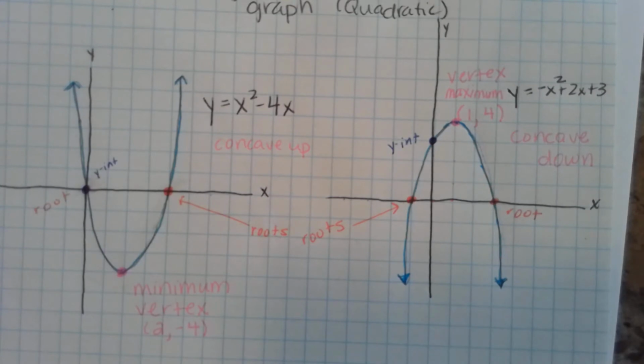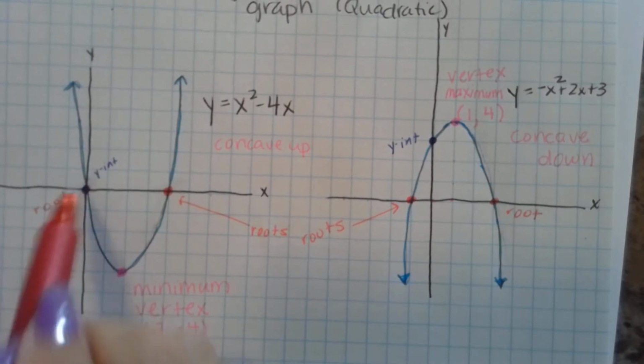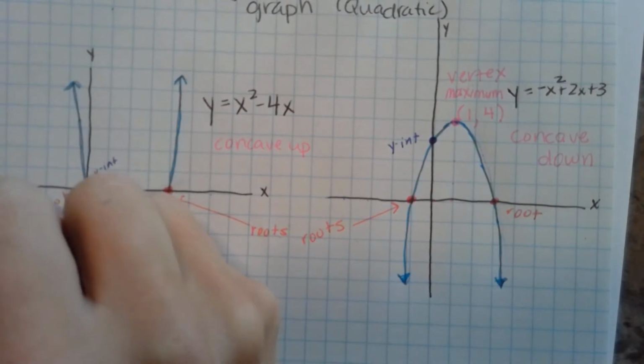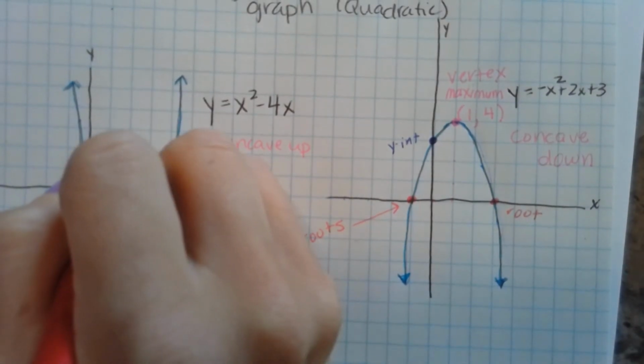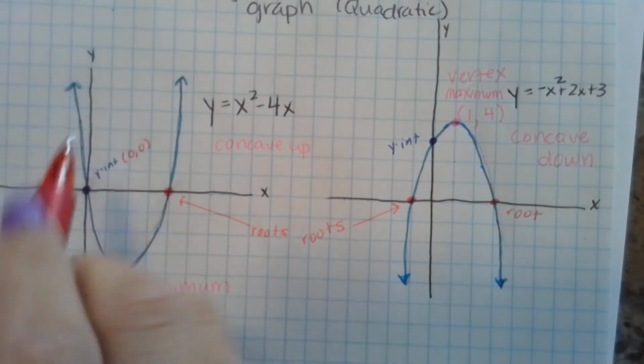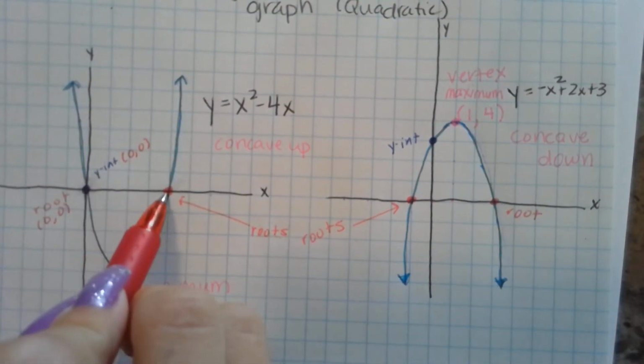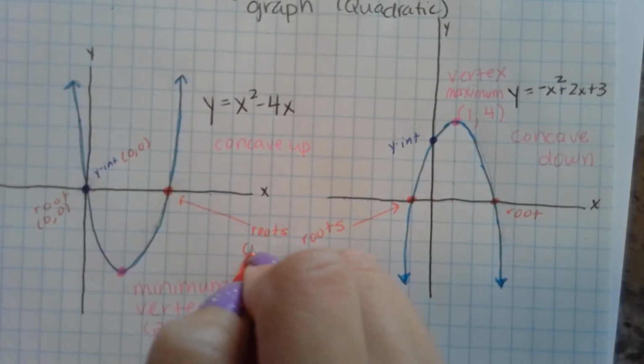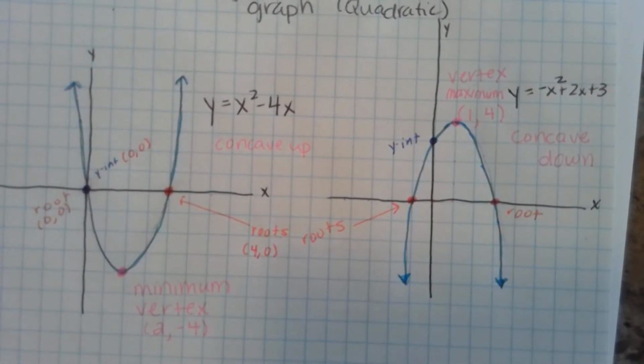So these are really, really important. So let's go ahead and identify all of these points. Our root is right in the middle. Our y-intercept is right in the middle. So for both of these, this root is (0, 0) and this y-intercept is (0, 0). And if we look here, this root is going to be 1, 2, 3, 4, so (4, 0).